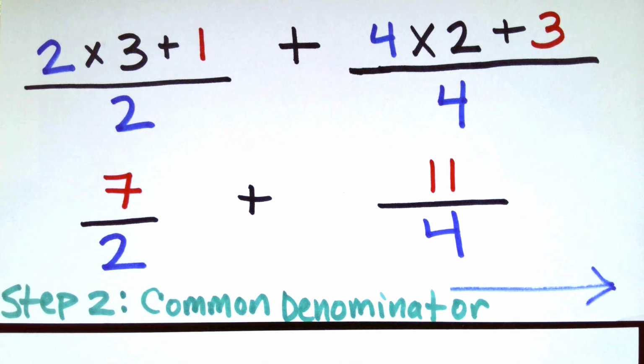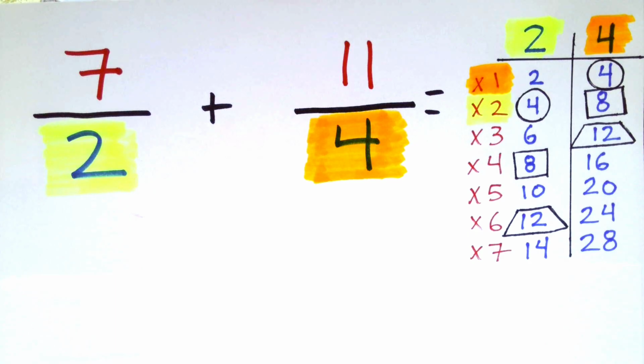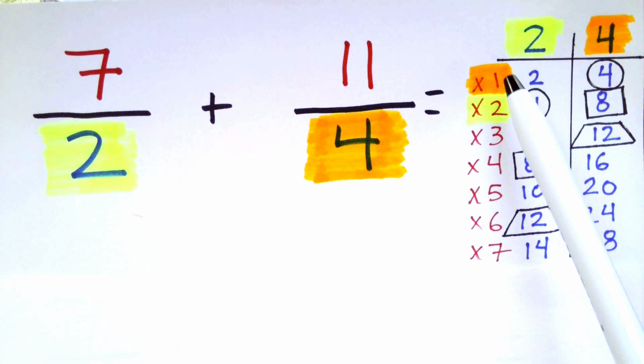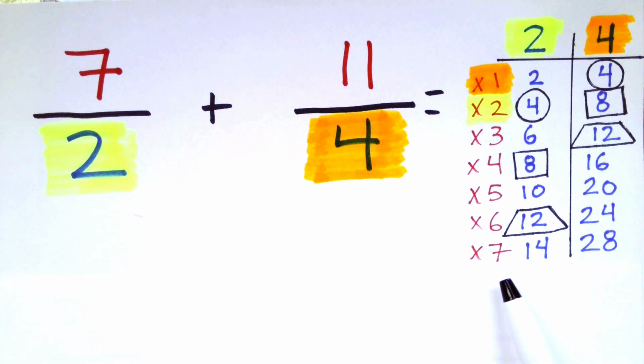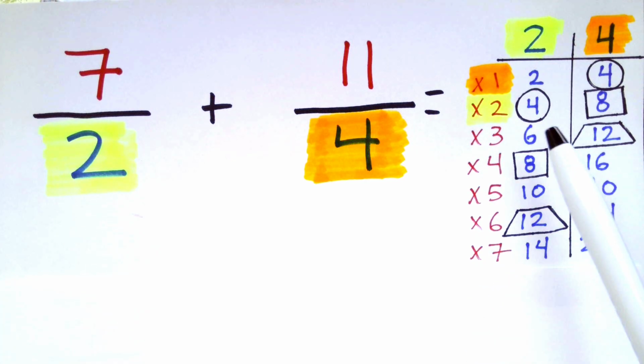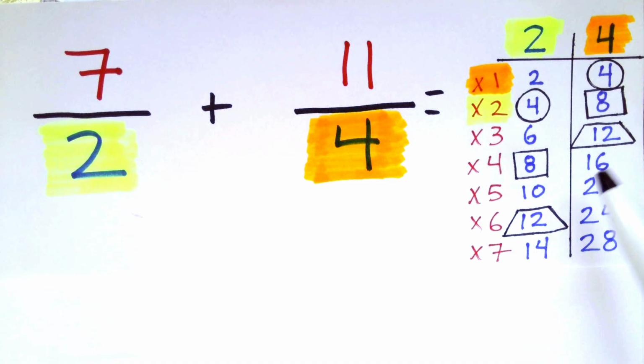Let's get her done. Okay, so we have 7/2 plus 11/4. We need to find a common denominator. And just like we did in video part 23, 24, and 25, I'm going to set the two denominators in the top of my product t-chart and multiply each of those values times 1, times 2, all the way to 20 if I have to, to find the same product that they both share, right?